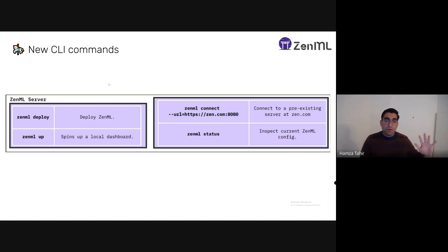If you have a deployed ZenML instance, then you can either connect to it or disconnect from it. There's a new command called zenml connect, in which you give a URL, and in that URL you connect, and with the username and password you can get in. And zenml status gives you the current status of that.